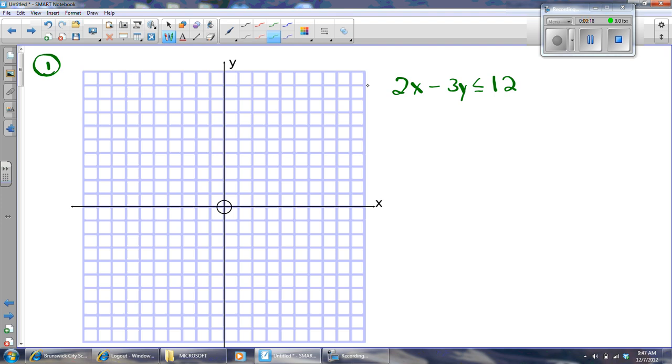My inequality is 2x minus 3y is less than or equal to 12. This is in standard form. A great way to do standard form is to find the x-intercept and the y-intercept. Okay, so I'm going to plug 0 in for x. When I do that, this becomes 0.